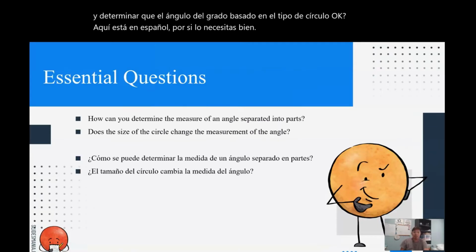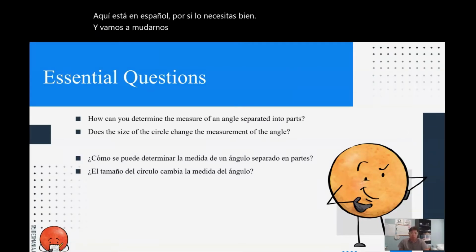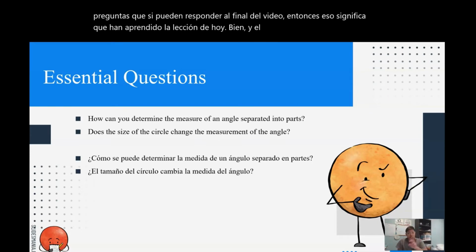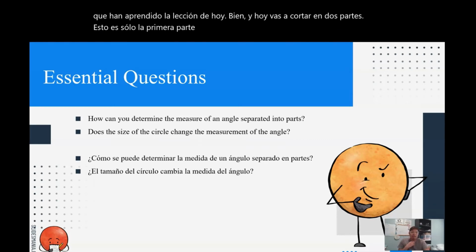And we're going to be moving to our essential questions. Remember, these are questions that if you can answer by the end of the video, then that means you've learned today's lesson, okay? And today's video is going to be cut into 2 parts. This is just part 1. So the first question is, how can you determine the measure of an angle separated into parts?